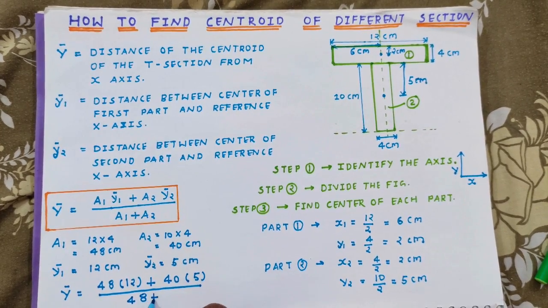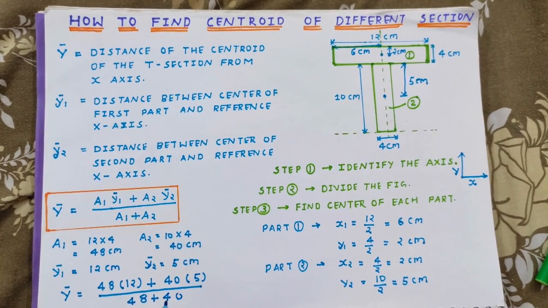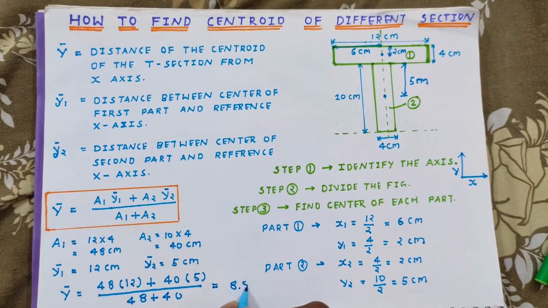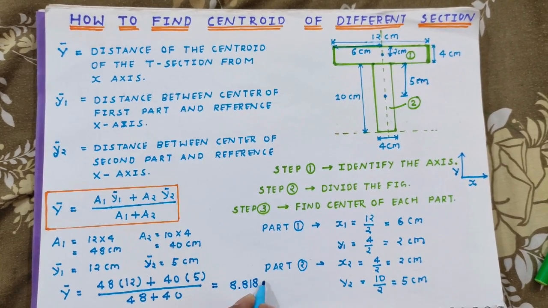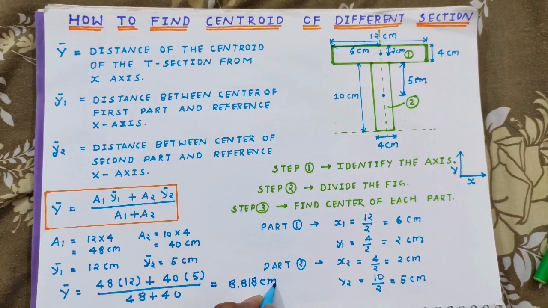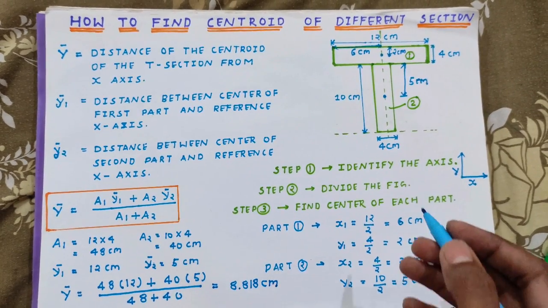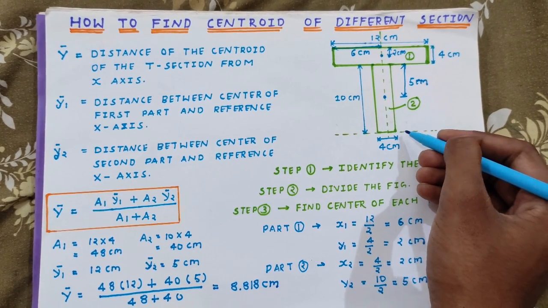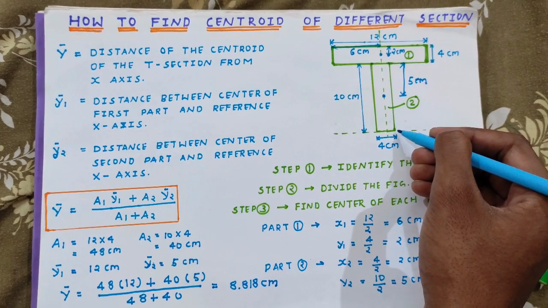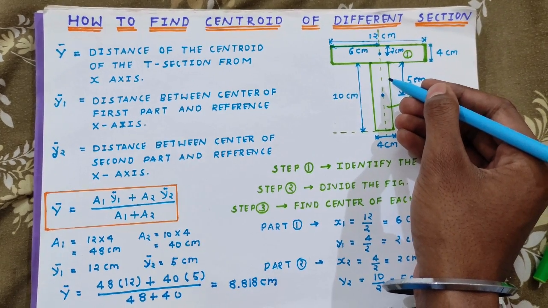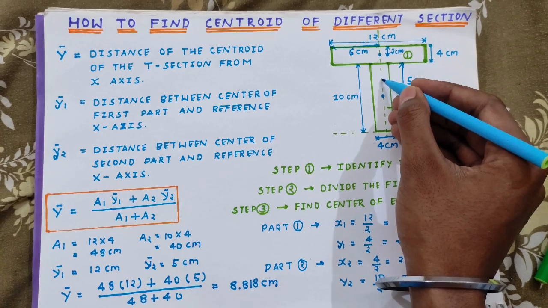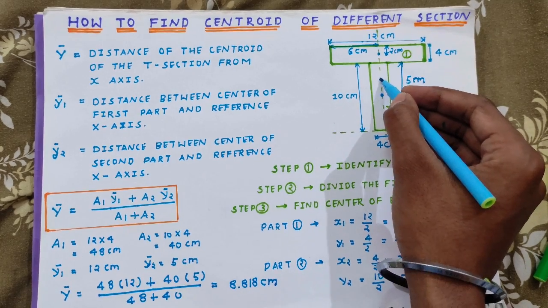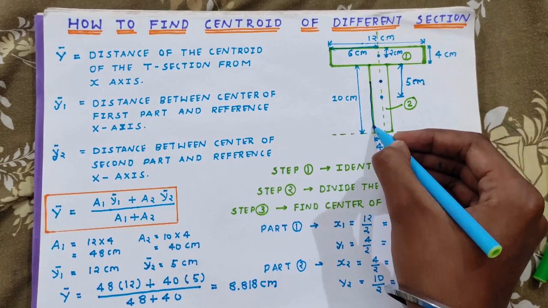48 plus 40. So we will get 8.818 centimeter, which is equal to the centroid of the whole section. So we have calculated from this x-axis. So from here, 8.818 centimeter means this distance is equal to the centroid of our whole T section.